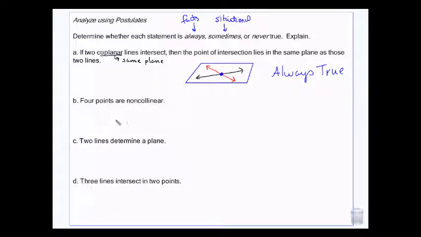Well, let's think about that. If I draw my 4 points like this, they're non-collinear. But what if I draw them like this? If I draw them like that, I can draw a line through them. So this one is situational. It depends on where the points are. So this is sometimes true.